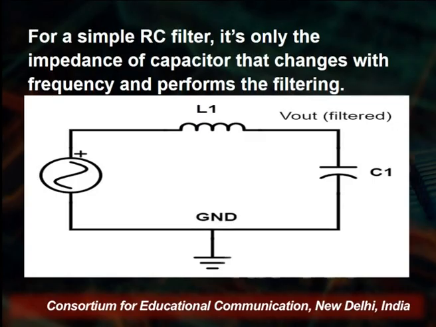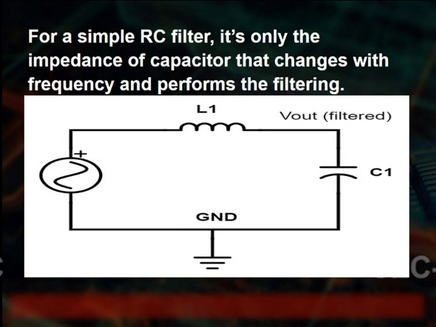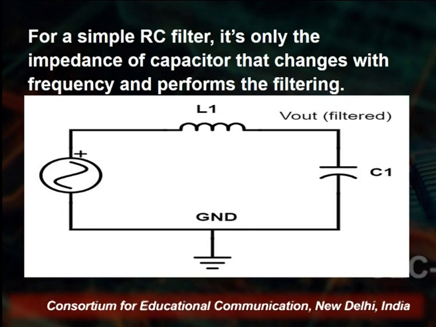So, for the RC filter, the resistor simply sets the cutoff frequency. If there is no resistor, the cutoff frequency becomes infinite, meaning every frequency is passed and no filtering occurs. So, we use the R here. You see here, for a simple RC filter, it's only the impedance of the capacitor that changes with the frequency and performs the filtering. You see, in place of the R1, here we put the L1 impedance.